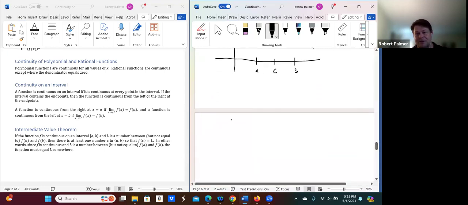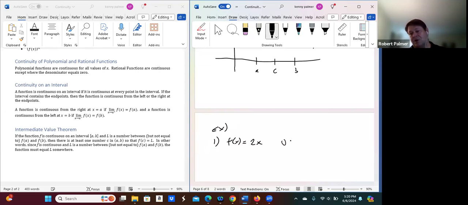Okay, so let's look at a quick example of that. This will be our last example for the day, and let's call this number 1. Let's just do a really basic example. Let's do a linear function. f of x is equal to 2x on the interval from 1 to 10. Okay, it's just a really basic function.